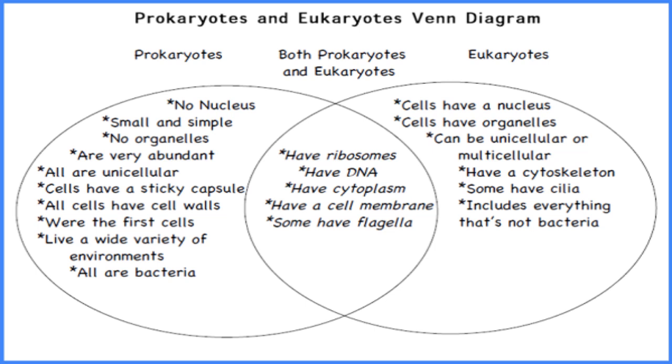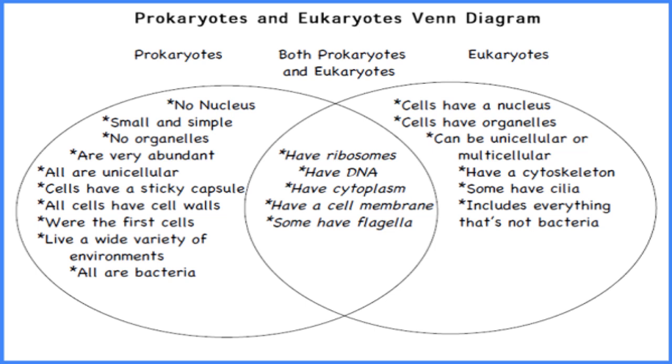all are unicellular, cells have a sticky capsule, all cells have a cell wall, but the cells live in a wide variety of environments, all are bacteria. These are characters of prokaryotes. On the right side, eukaryotes: cells have a nucleus, it means a well developed nucleus, and have cell organelles like endoplasmic reticulum, mitochondria, chloroplast, etc. Can be unicellular or multicellular.